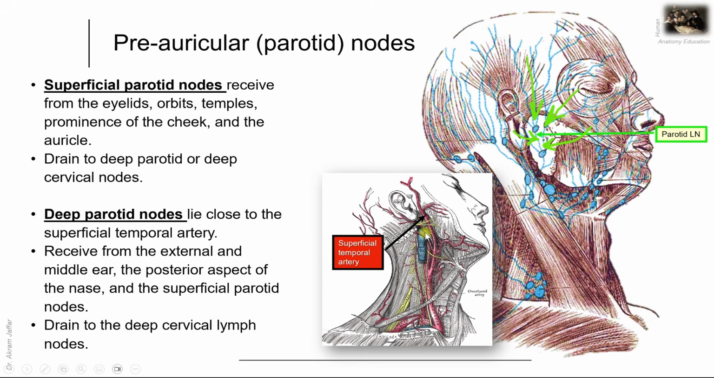They receive lymph from the middle ear, external auditory meatus, soft palate, posterior part of the nasal cavity, as well as the superficial parotid nodes, like we mentioned before. And the deep parotid nodes drain to the deep cervical nodes, not shown here because they are covered by the sternocleidomastoid muscle, and they lie along the internal jugular vein. Here, the sternocleidomastoid is removed, so the upper group of deep cervical nodes are located here.